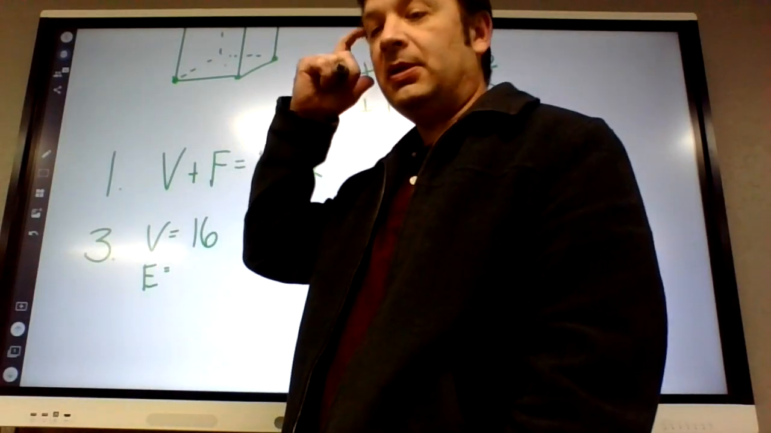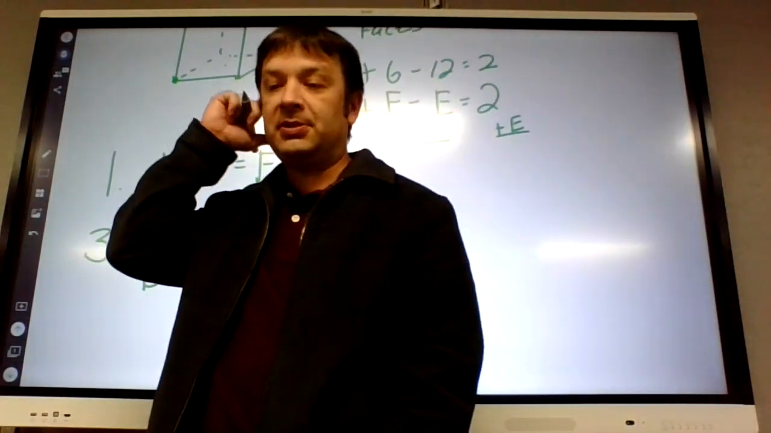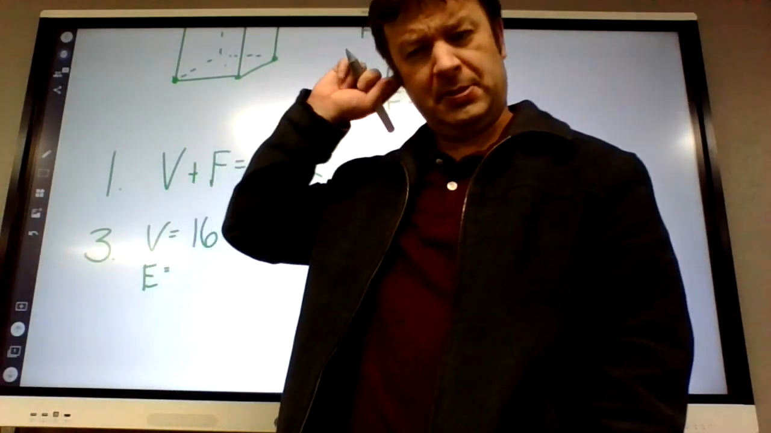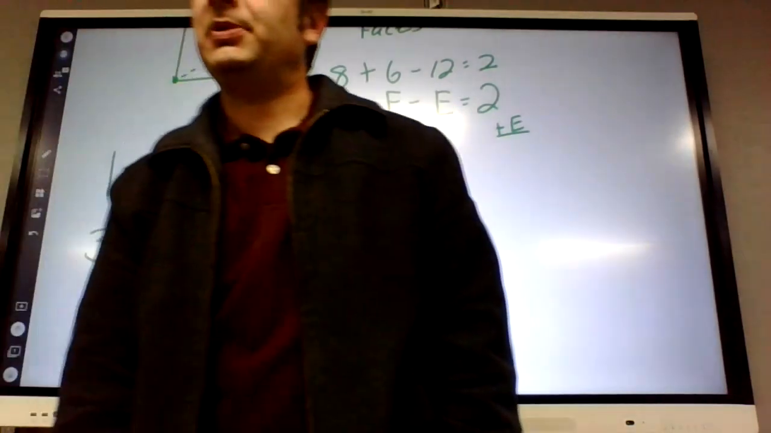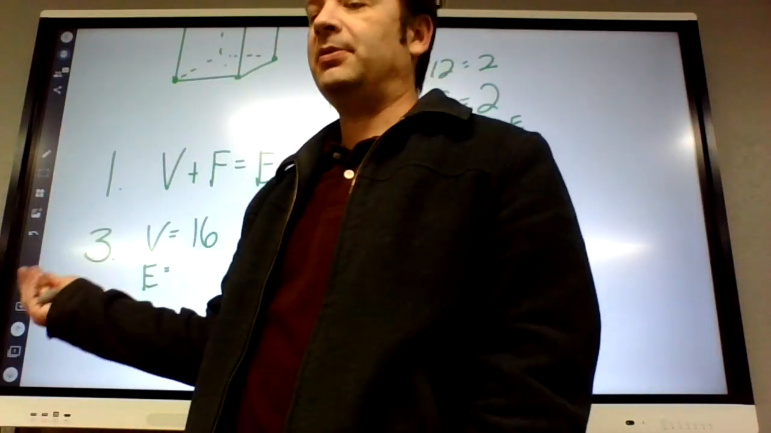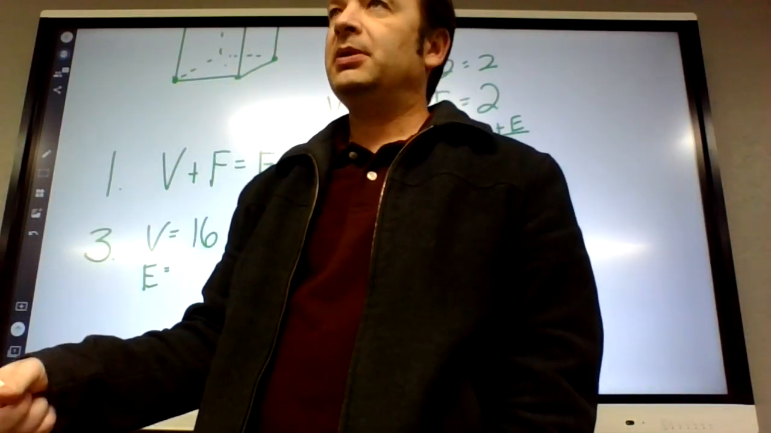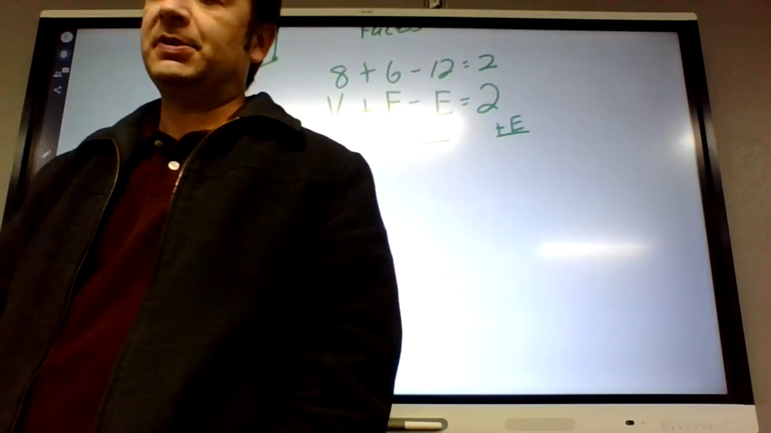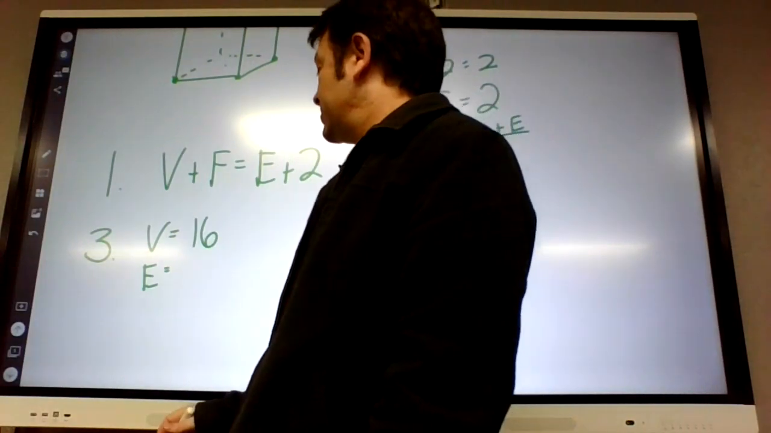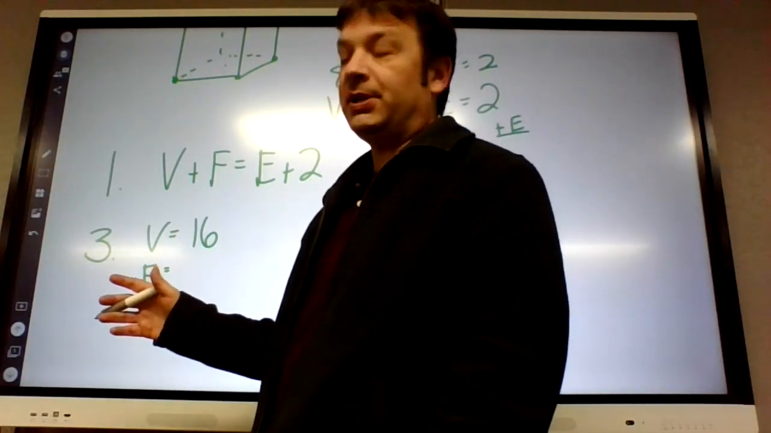How many edges are on the top? 8, because that's what an octagon is, right? How many edges are on the bottom? 8. How many edges are going vertical, like the lateral surface? 8. So there's like 8 times 3, 24.